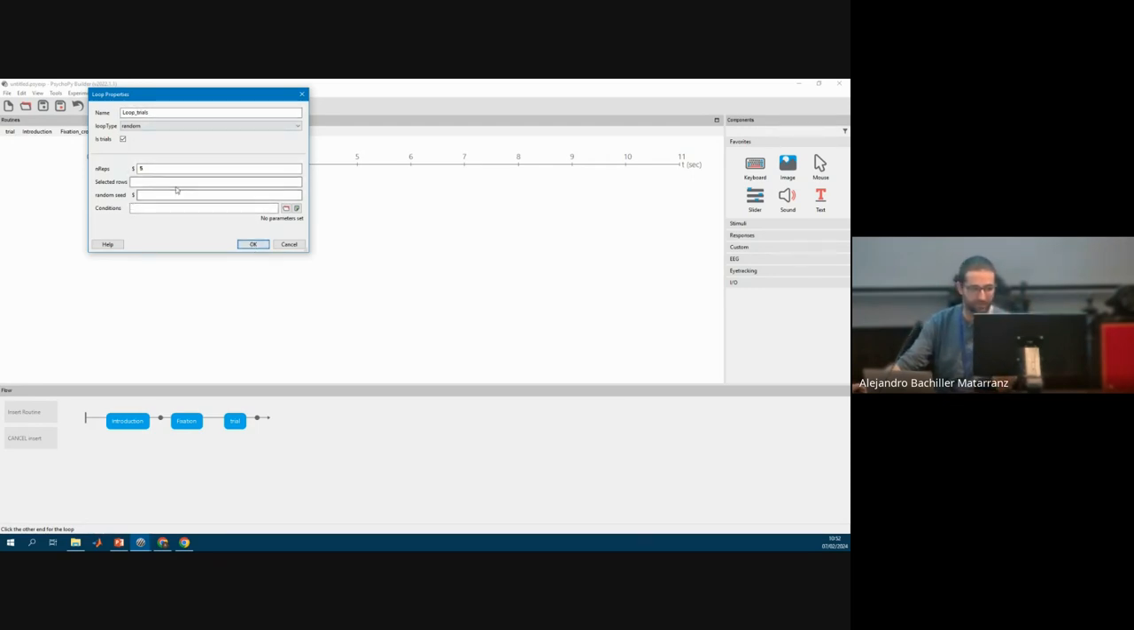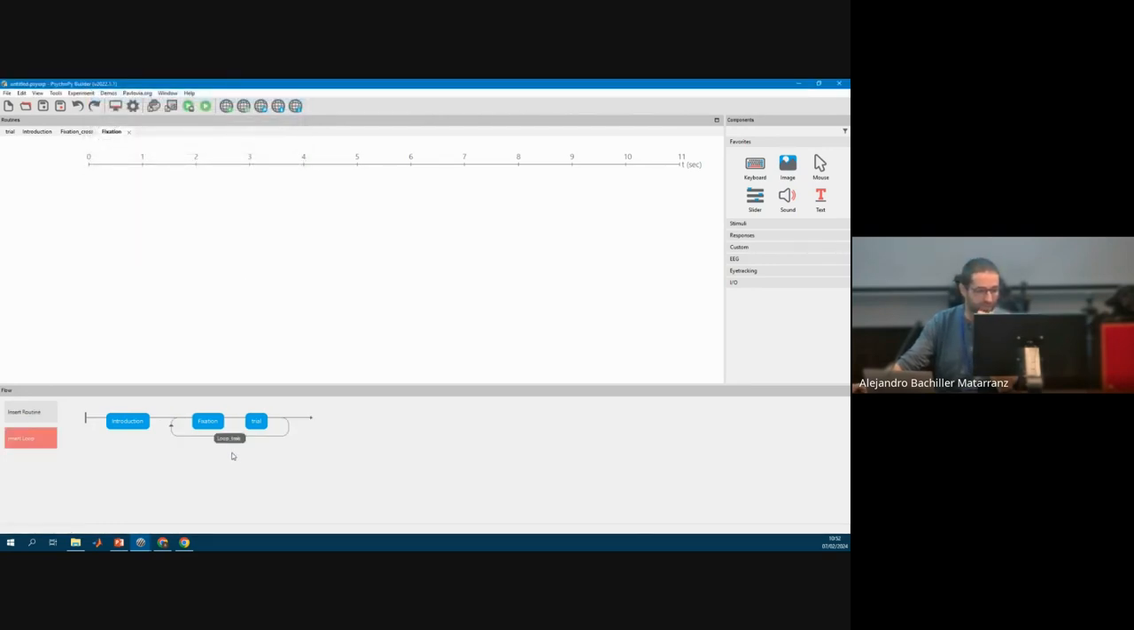I don't change any parameter of this field. Then I will change. So here we have the loop, but the task says that there are 10 runs. There are 42 trials and then 10 runs.